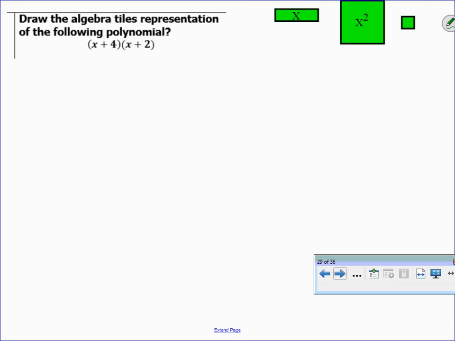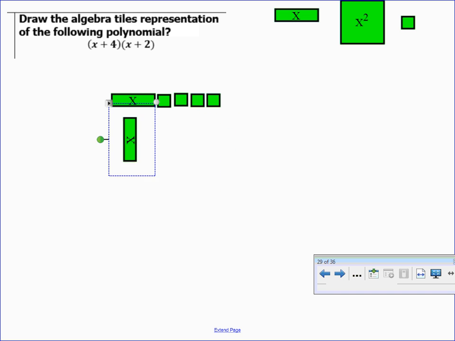For this one, draw the algebra tiles to represent this. If you haven't seen this, it's really simple. It's x plus 4 times x plus 2. And then to get our answer, all we do is draw the box.